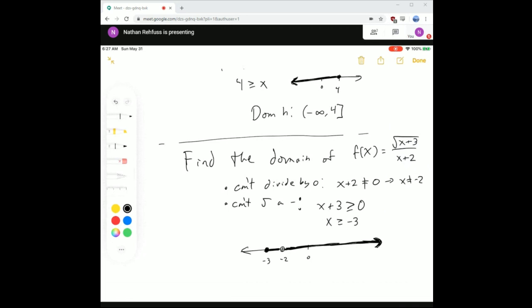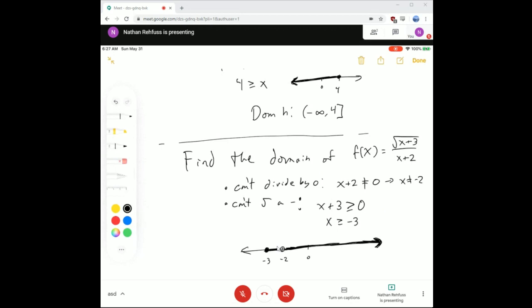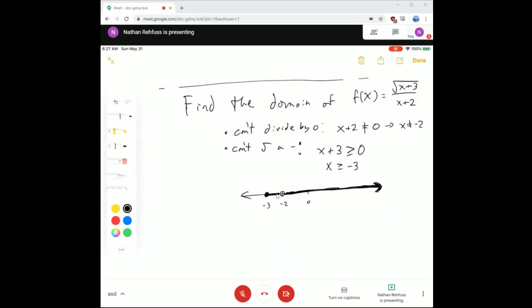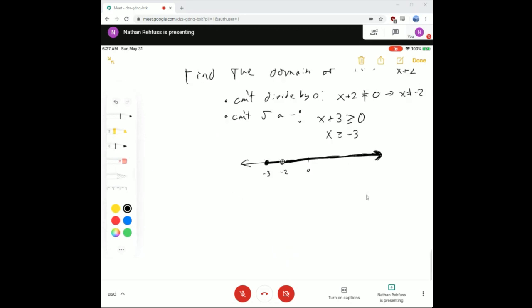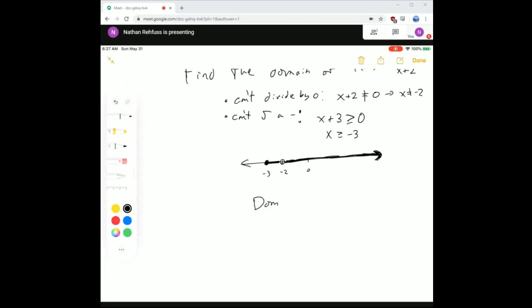Now let's write this. This is two different intervals. There's a tiny one here and a giant one here. So I'm going to say the domain of f is, first interval, we'll go from left to right always, from negative 3 up to negative 2. And then the other interval, so I'll use a union symbol, is from negative 2 up to infinity. And that is the domain of that function.